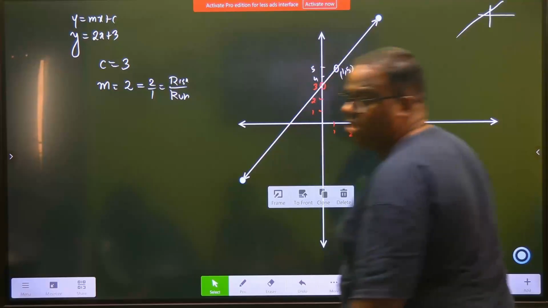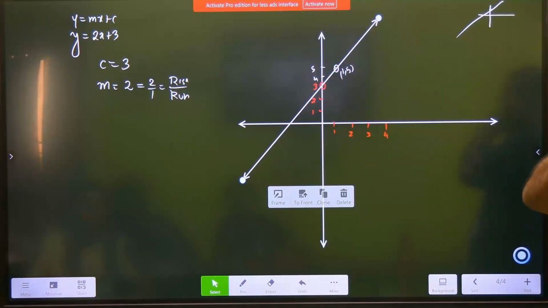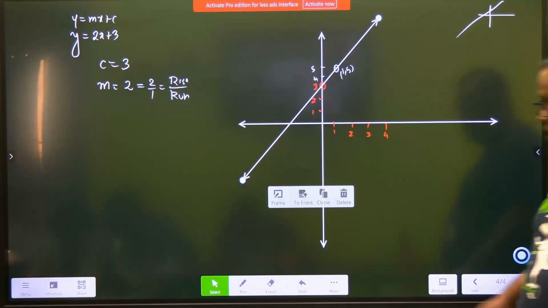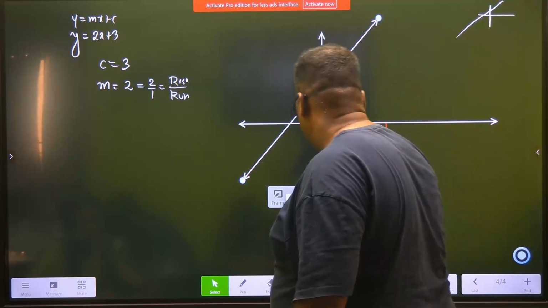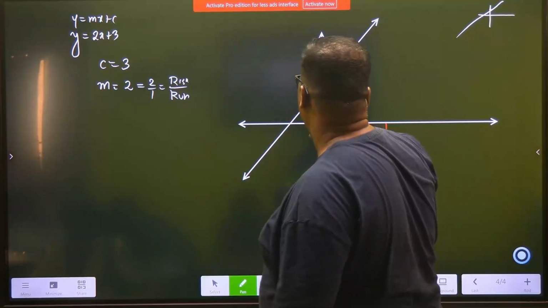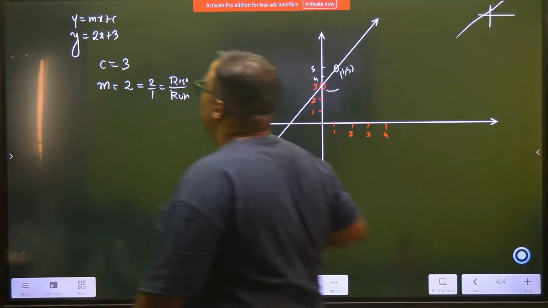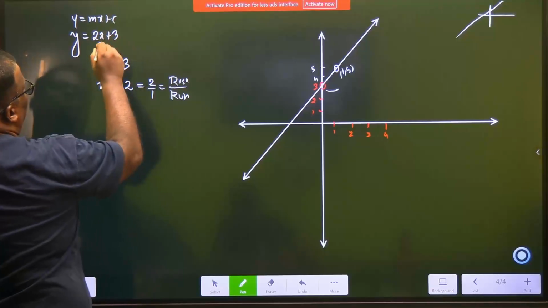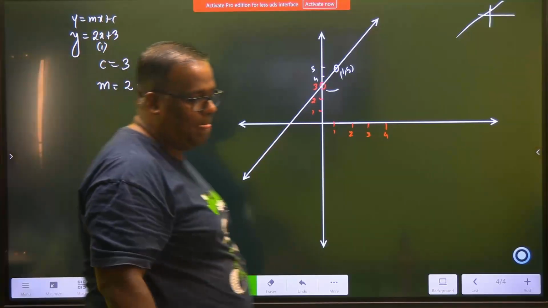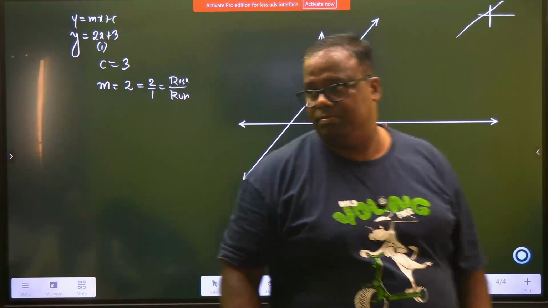This is the equation of the line. You have a doubt, right? Come on, let's clear the doubt. What is this point? 1. Put y, put 1 in place of x's value. Then what is the value of y? (1, 5).